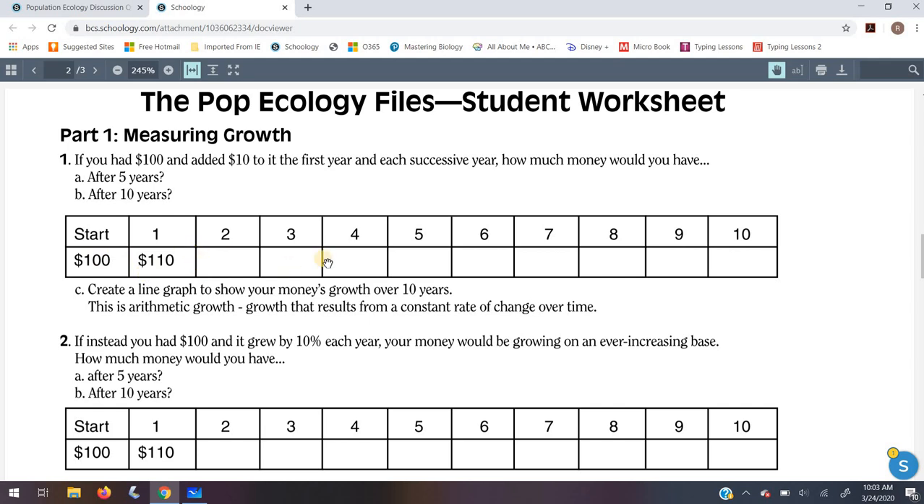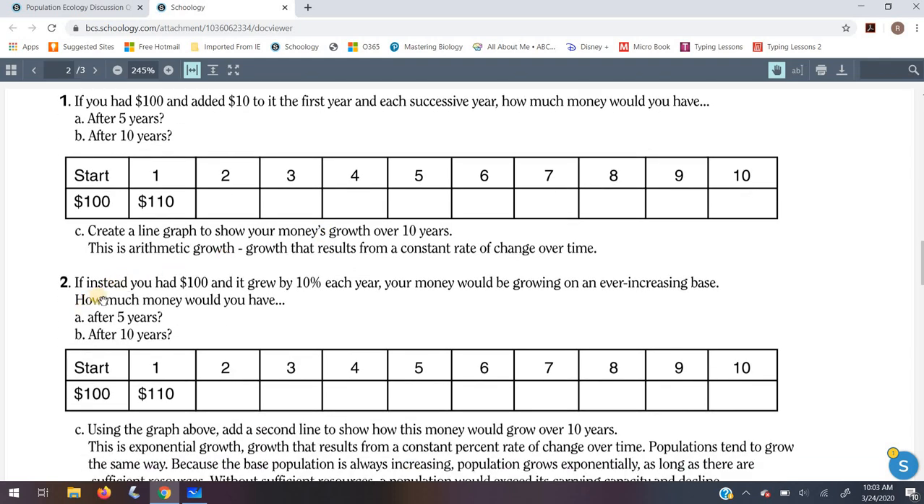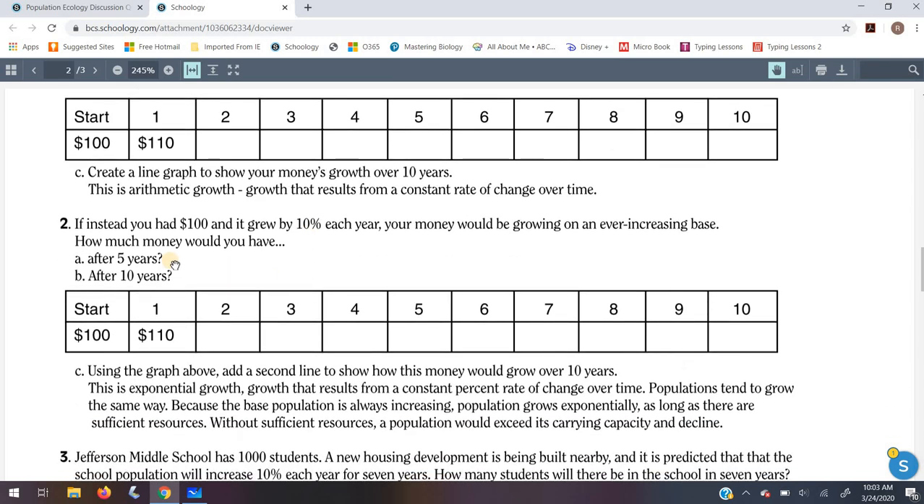So they want you to fill out this little chart to see what would happen. If you start with $100, you add 10, you get 110. At 2 years, you'd have $120, so on and so forth. Then it wants you to look at it as a percent. If you had $100 and it grew by 10% each year, your money would grow on an ever-increasing basis. How much money would you have after 5 years and after 10 years?